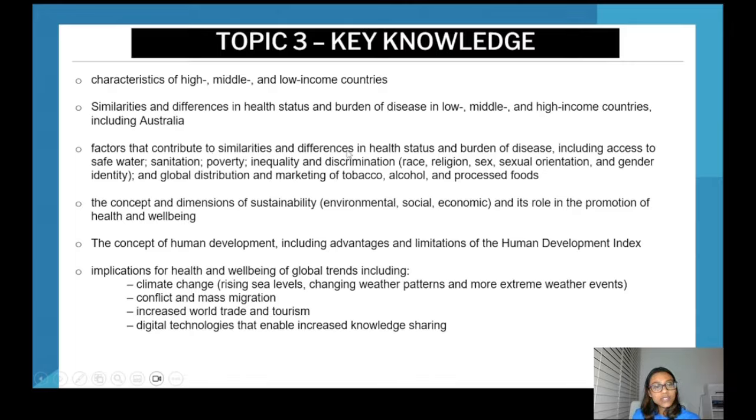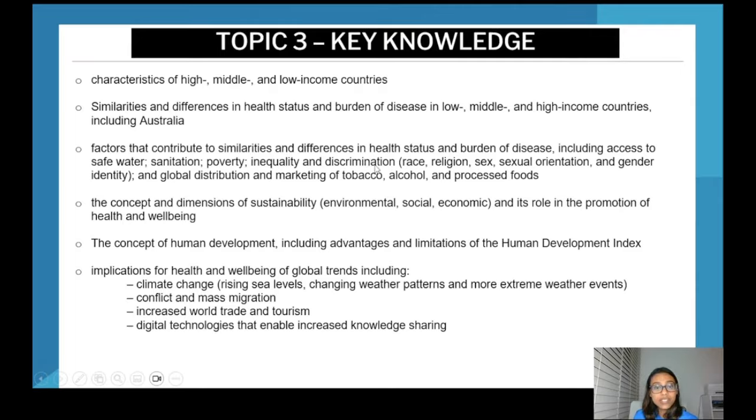Okay, and then we've got factors that contribute to similarities and differences in health status and burden of disease, including sanitation and safe water. Those two are very big ones. It's very good to relate them to a lot of different examples and linking points, so always go-tos. Poverty as well. Inequality and discrimination. Good to link to spiritual health and well-being, mental health and well-being, and social health and well-being as well. And then global distribution and marketing of tobacco, alcohol, and processed foods. So that's physical health and well-being, definitely a big one for that one.